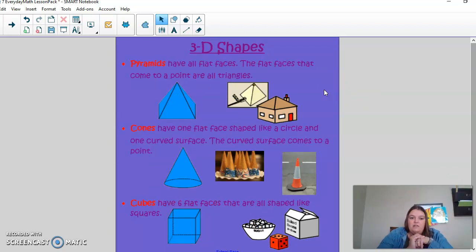Pyramids all have flat faces. So the flat faces that come to a point are all triangles. So in a pyramid, all of these sides are a triangle.